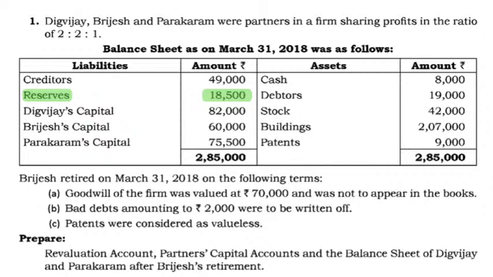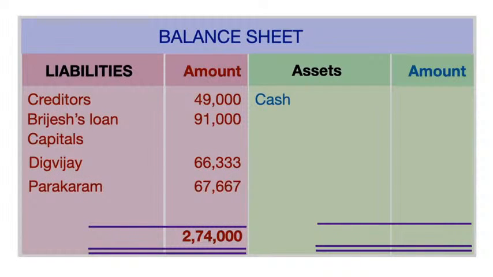On the other side, you can see the asset side. Cash is 8,000, debtors is 19,000, stock is 42,000, buildings is 2 lakh 7,000, and patents, because it's told that we are not going to take patents, we're not going to have this. And then bad debts is to be written off by 2,000, so stock value will reduce to 40,000. So let's see how it works here. How much do we owe Brijesh? We owe Brijesh 91,000.